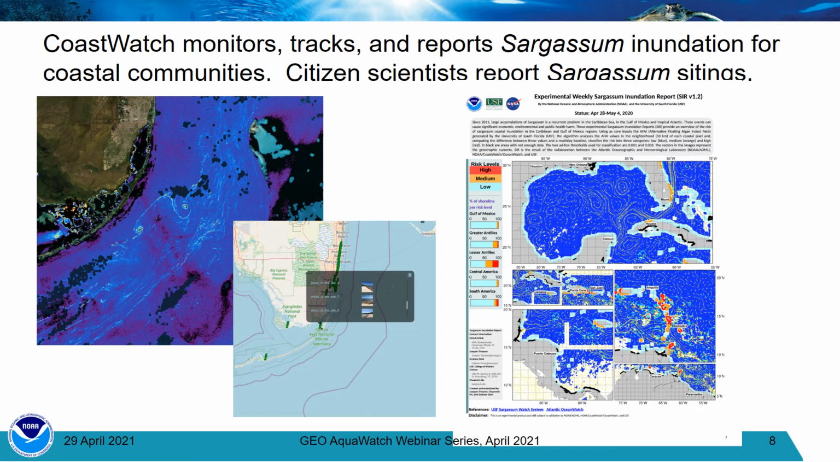CoastWatch provides unique satellite-based operational capabilities for sargassum detection, an integrated database for ground truth observations based on citizen science, and the Sargassum inundation reports to evaluate the risk associated with the arrival of Sargassum to the coastal areas. NOAA VIIRS, Copernicus Sentinel-2 MSI data, and Sentinel-3 OLCI satellite data, along with model data, are incorporated to produce these maps and bulletins.